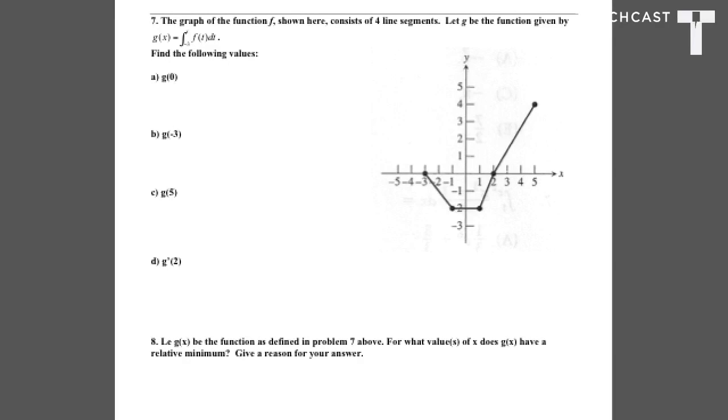So we'll answer questions 7 and 8 from your practice test here. So g of x is a function that's defined by an integral. So you might like to write this out. I've been asked to find g of 0. That's going to be the integral from -3 to 0 of f of t dt.